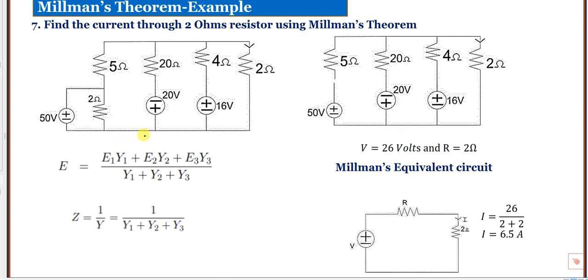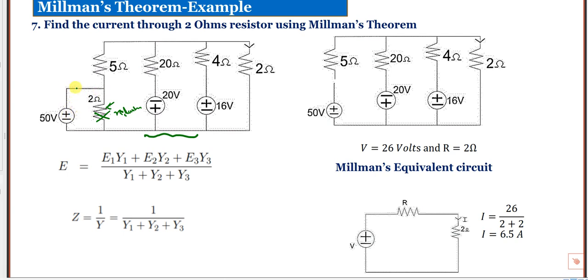So here two are there in parallel, but one more extra is given. Please remember, any resistance connected in parallel to the voltage source can be ignored. This is redundant, so we can remove this.